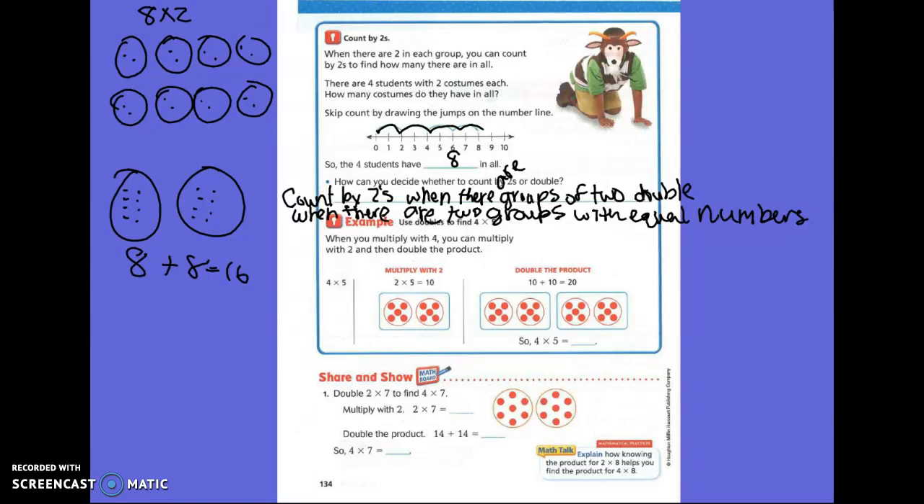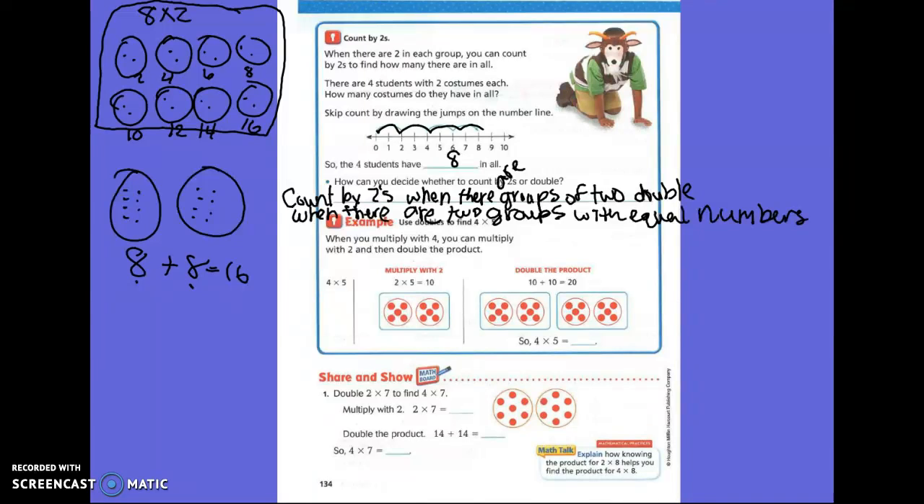Okay, boys and girls, so what this means is you count by twos when you have, like, 8 times 2, which is 8 groups of 2. So you have 8 big groups and 2 in each. So you do 2, 4, 6, 8, 10, 12, 14, 16. That's when you count by twos. But if there are 2 big groups, and then there's 8 in each, then that is 8 plus 8, which is a double stack.